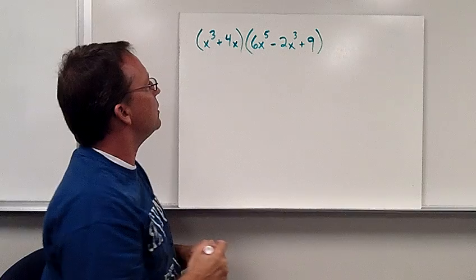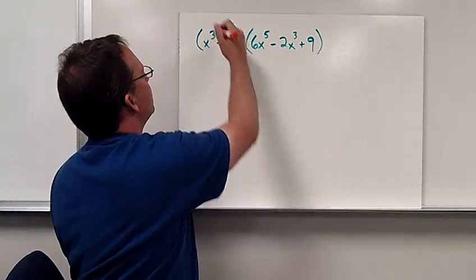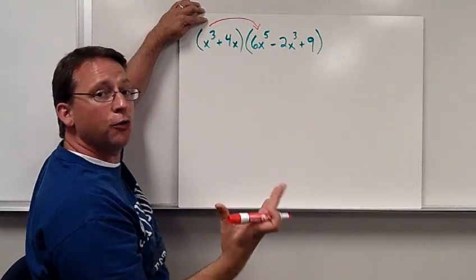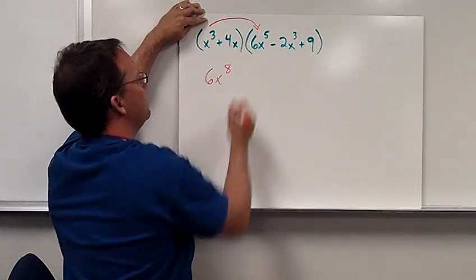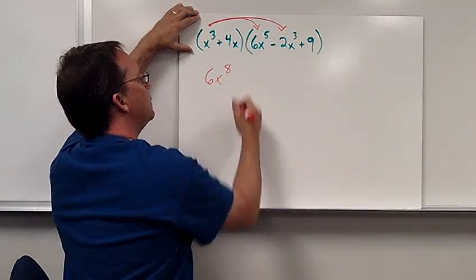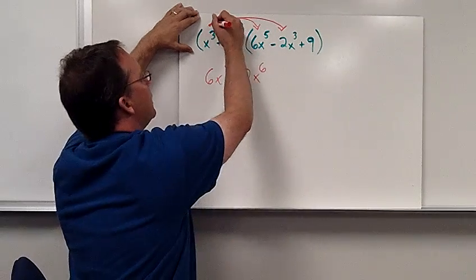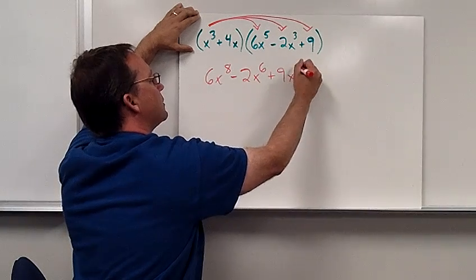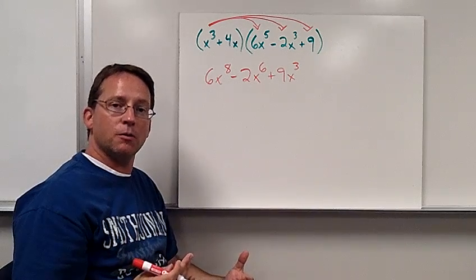Okay, so you're ready to distribute. We're going to start by multiplying the x cubed all the way through. X cubed times 6x to the 5th. Remember, when we multiply, we add exponents, so this is going to become 6x to the 8th. X cubed times a negative 2x cubed, minus 2x to the 6th. And then x cubed times a positive 9, 9x cubed there.